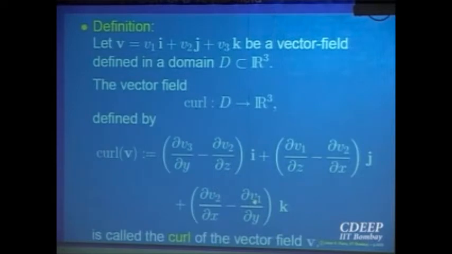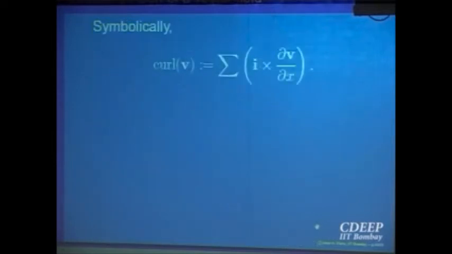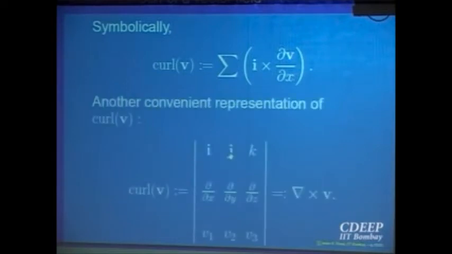And we'll see applications of this soon. So symbolically, like the divergence was written as del dot v, we write the curl of a vector field as summation i cross partial derivative with respect to x of v. It is also sometimes convenient to remember this, or for computation purposes, write this as a determinant.